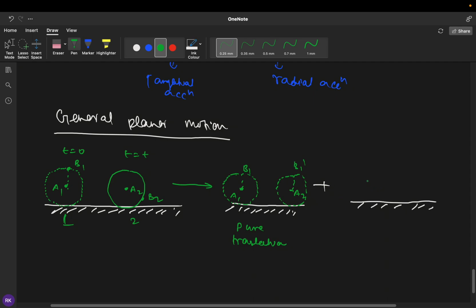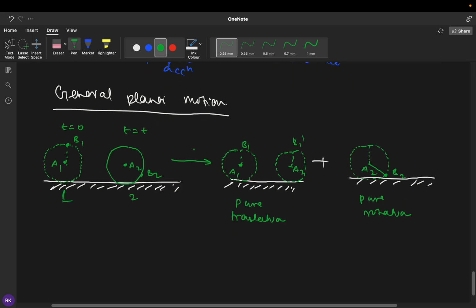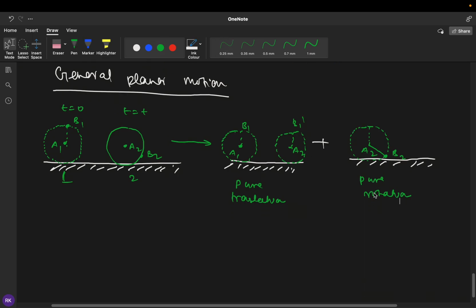Now it has rotated. This orientation has rotated by some angle, and that is this. So now b1 dash has reached the point b2. So this is pure rotation. You can see that this orientation has changed to this orientation by two operations, pure translation and pure rotation. This is one example.